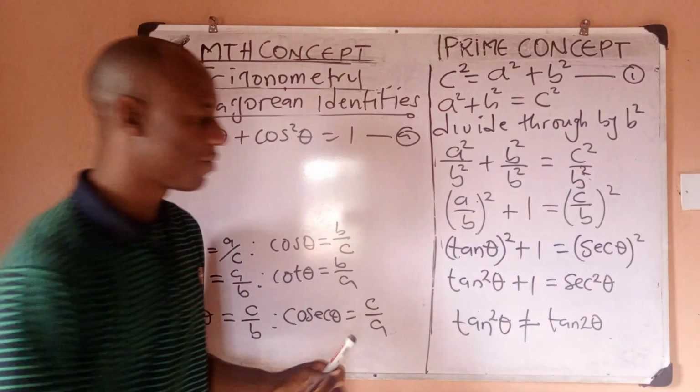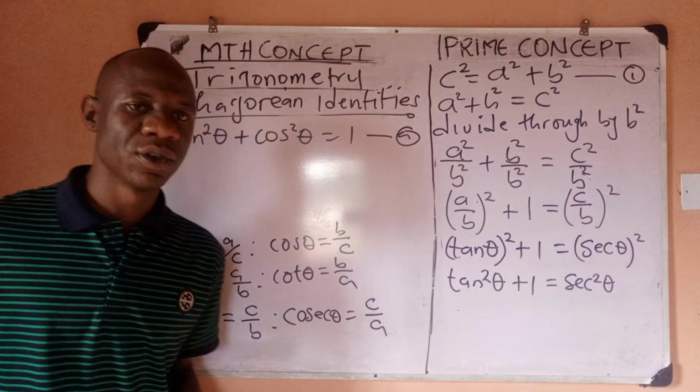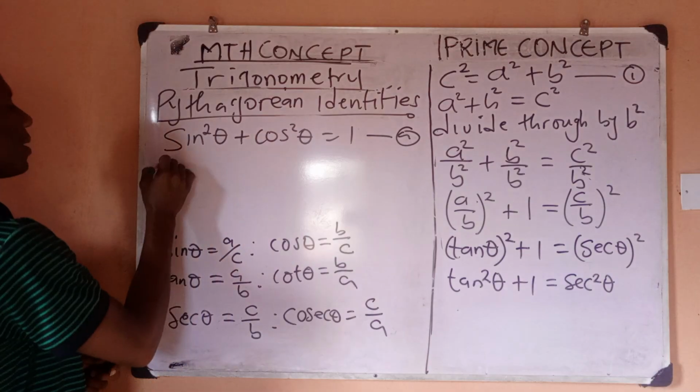So we've been able to arrive at the second Pythagorean identity, which is what? Let me write it here.